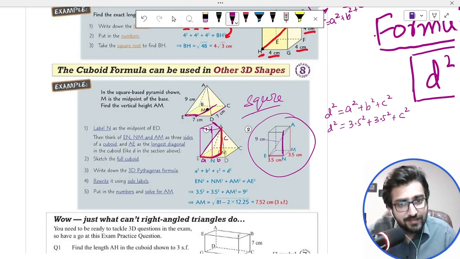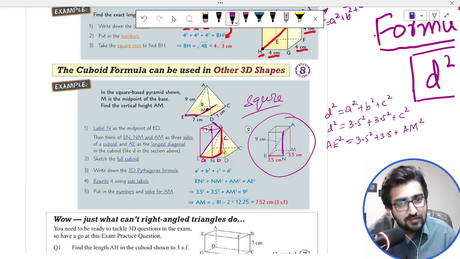Now let's replace D by AE square. Which one is D? D is the diagonal. D for diagonal, right? The diagonal in that shape is EA. So I replace D by AE, equal to 3.5 square plus 3.5 square. And C is AM, which we want to find.